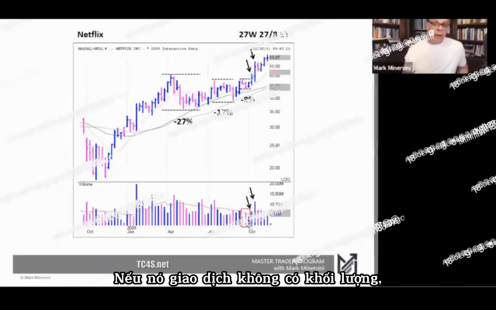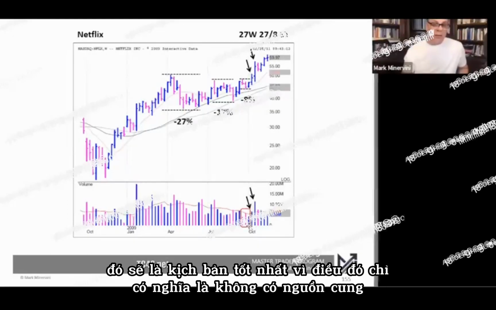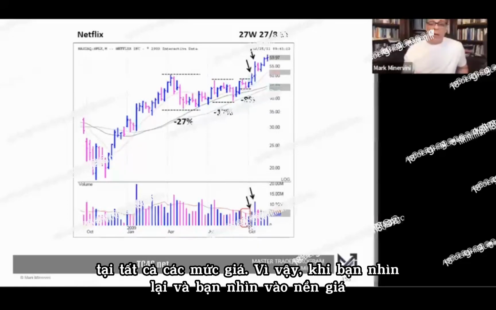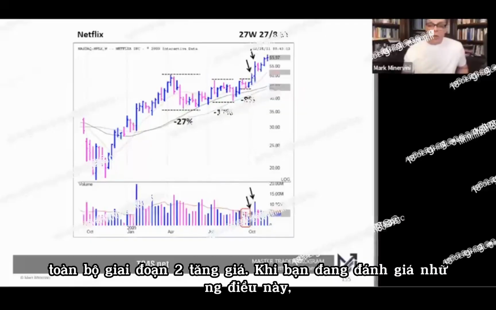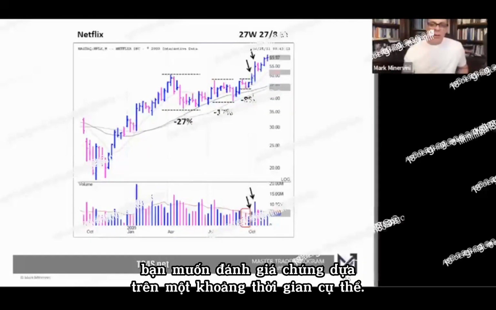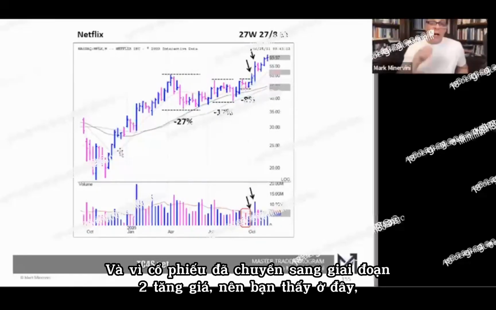If it traded no volume, that would be the best scenario, because that just means there's no supply at all. So when you look back at the base, sometimes you'll find it's the lowest volume in the entire base, or even in the entire move since the stage 2 uptrend. When you're gauging these things, you want to gauge them against the basing period, and since the stock has moved into a stage 2 uptrend.